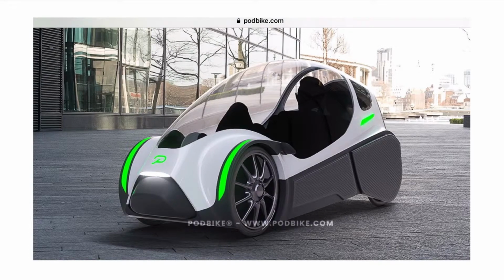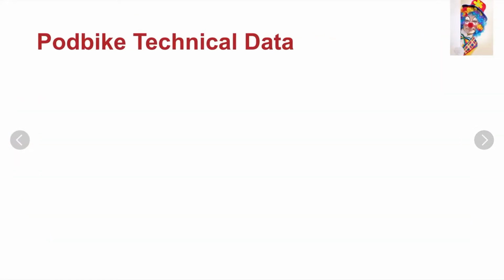This is a screenshot which has been taken from the webpage here. And you can see it's a bicycle, a very small vehicle. What you also see here is that we have very small tires, which will result in a good rolling resistance factor here. And let's look at the technical data of the Podbike.